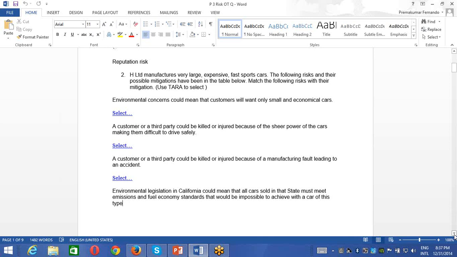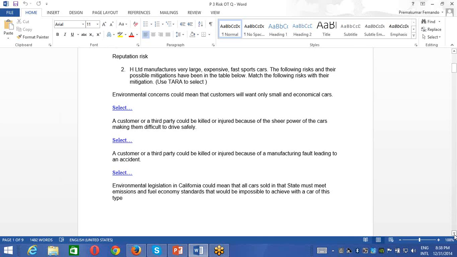Now you would have seen in this particular question we had all four coming up: reduce, transfer, avoid, and accept. But not necessarily will you have that. It can be two transfers and two avoids, or three avoids and one reduce. So don't think that all the time you will have all four coming up. But in this particular question, we had all four. So that's the answer that you will give for that one.